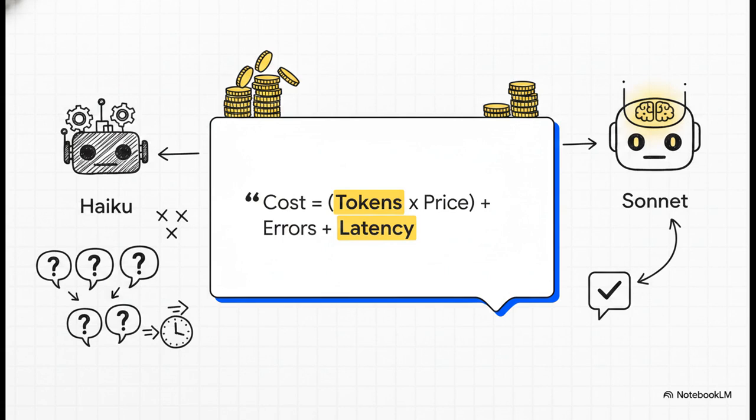Here is the absolute crucial equation that you need to internalize. Total task cost equals the base token price plus your error correction cost plus your latency cost. Think about it. If you use Haiku for a highly complex coding task and it takes 4 separate prompts, 3 manual corrections, and a human stepping in to fix all the hallucinations, well, that just costs you significantly more than a single correct generation from Sonnet would have in the first place.